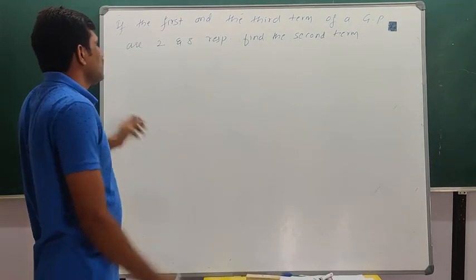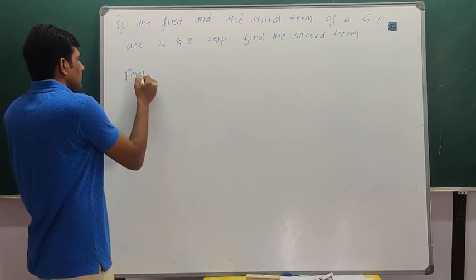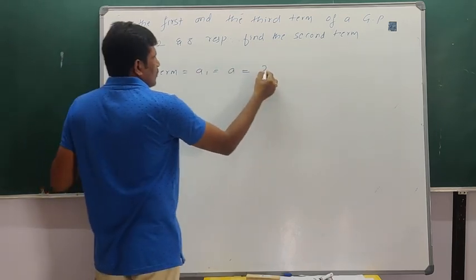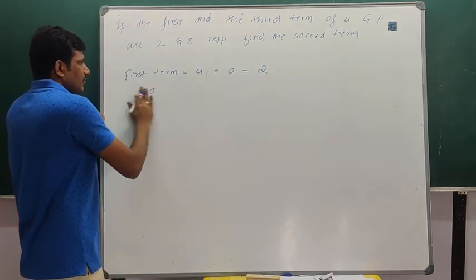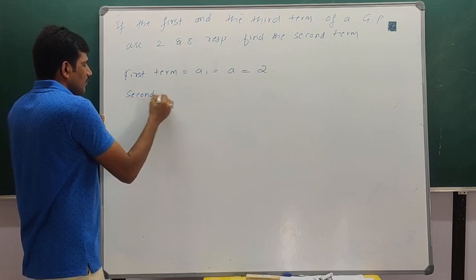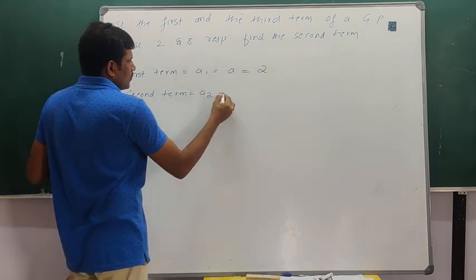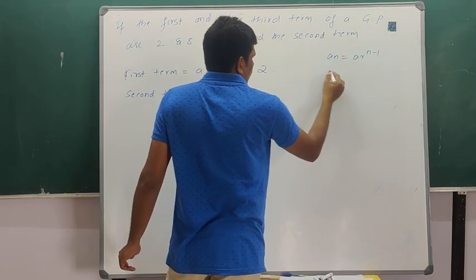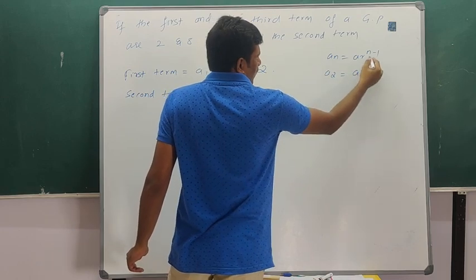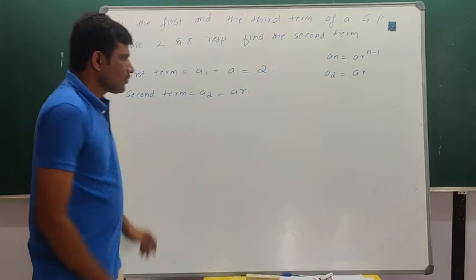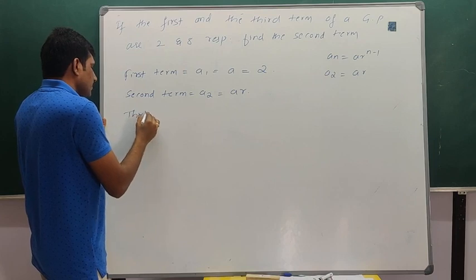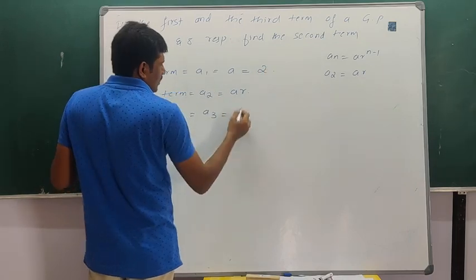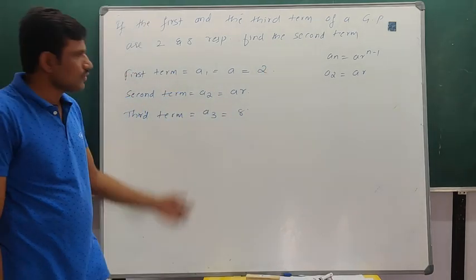See, next problem. If the first and the third term of a GP are 2 and 8 respectively, find the second term. Here, what is the first term? First term is A1, that is equal to A. What is that value? It is 2. What is the second term? Second term is A2, that is nothing but AR, because the nth term is AR raised to n minus 1. When you put n equal to 2, we get AR raised to 2 minus 1, which is 1. What is the third term? Third term is A3. How much is it? 8. So this is the given data.